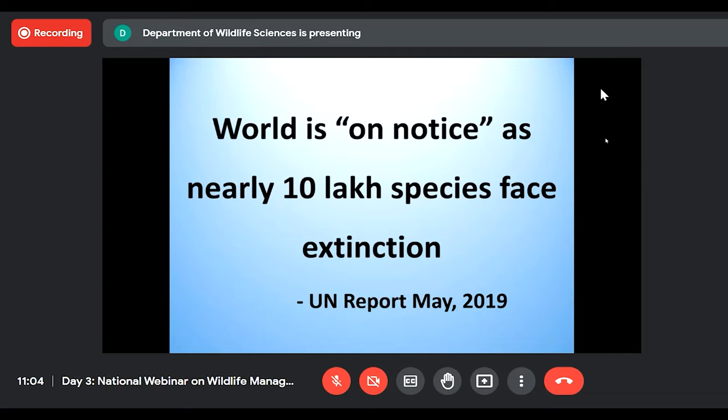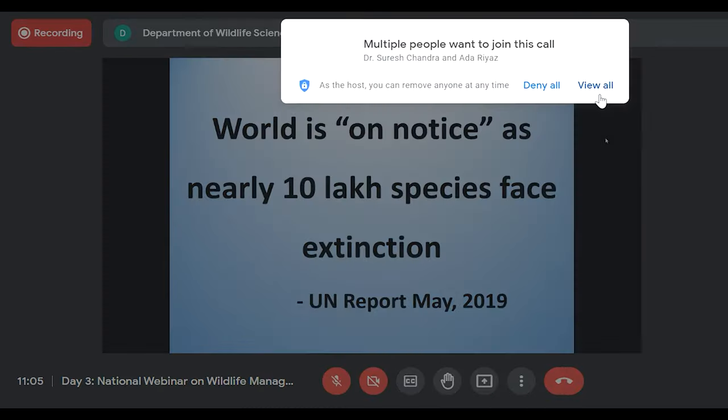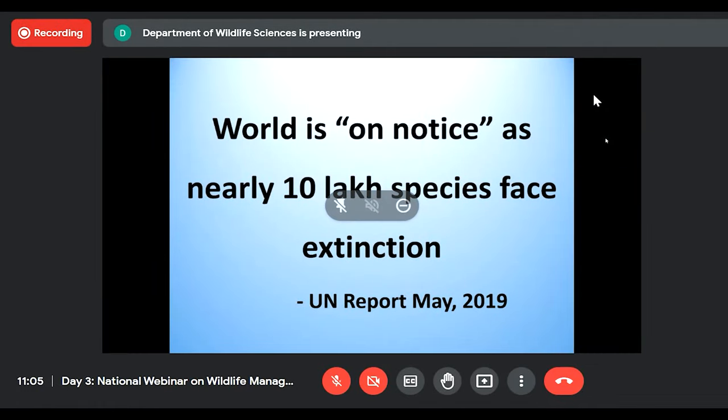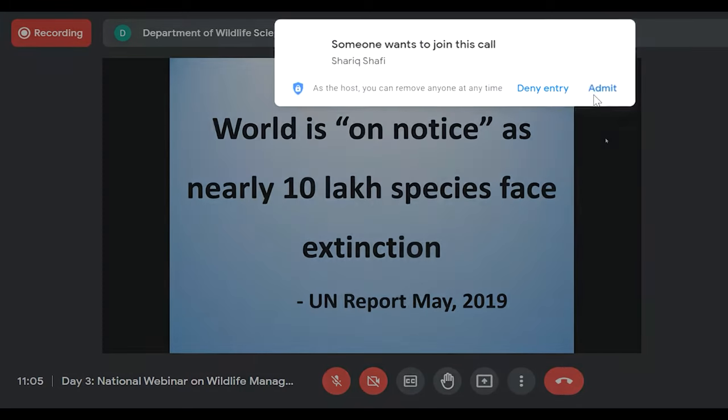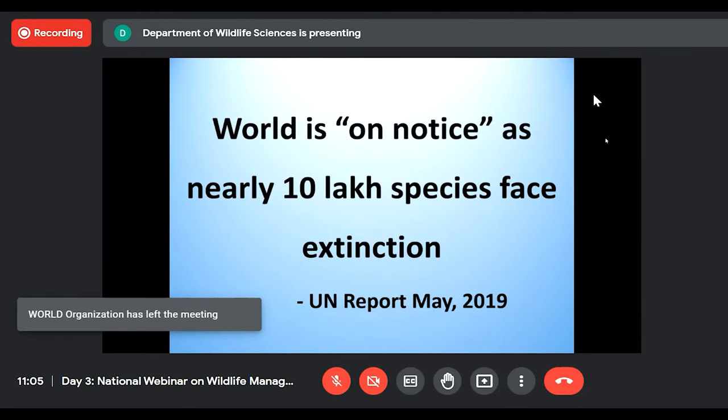If you see the quote from the UN report, the world is on notice as nearly 10 lakh species face extinction. It means that today, in the world scenario, for both flora and fauna, we have destroyed wild habitats or wildlands due to human expansion or human needs. The result we have got is that species are facing extinction worldwide, and this number is not very small. It is a huge number that includes the whole cascade of the trophic structure, whether producers, consumers or decomposers. So nearly 10 lakh species are facing extinction at present. Next, please.